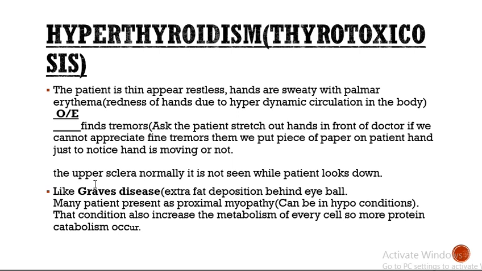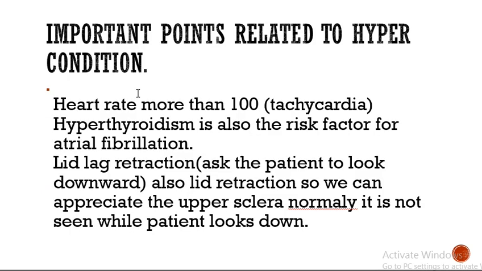Many patients with hyperthyroidism can present with proximal myopathy. Proximal myopathy can also be present in rheumatological patients. Proximal myopathy means the hip joints, shoulder joints, proximal muscles. But proximal myopathy can be in the hypo condition too, it's not necessarily only in the hyper. Hyperthyroidism increases the metabolism of every cell, so more protein catabolism occurs. As a result, proximal myopathy.